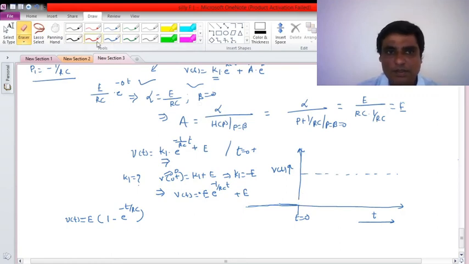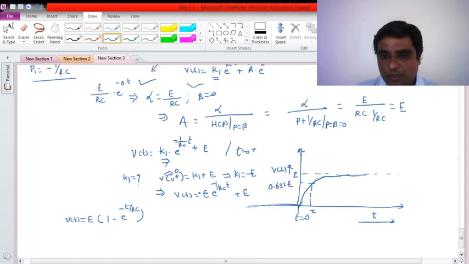It is increasing exponentially like this, and as time progressed it reached steady state. Okay, and what is this value? This value will be E. Okay, and I would like to know how much time constant I should wait. So this time constant is this, which will be 0.632 of your final voltage E.